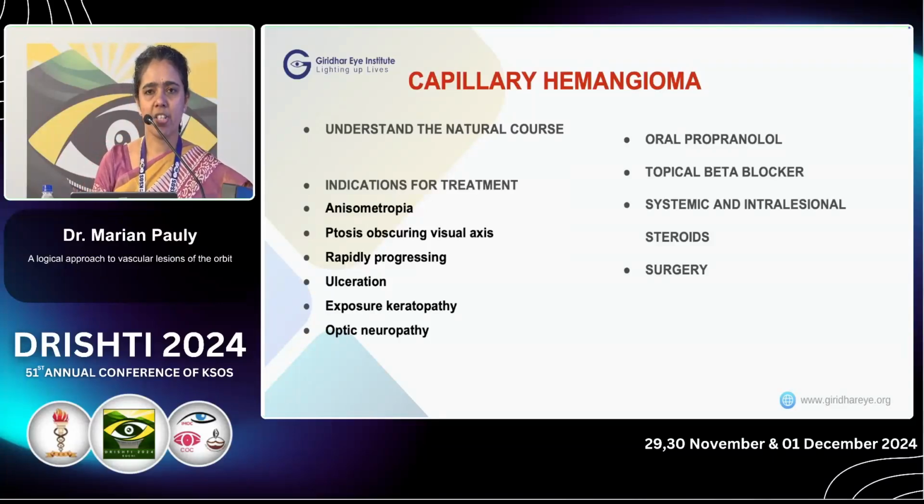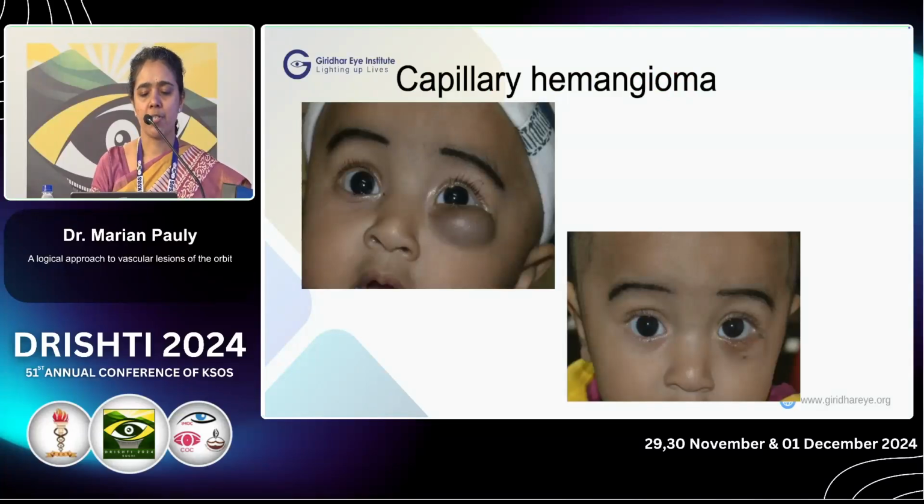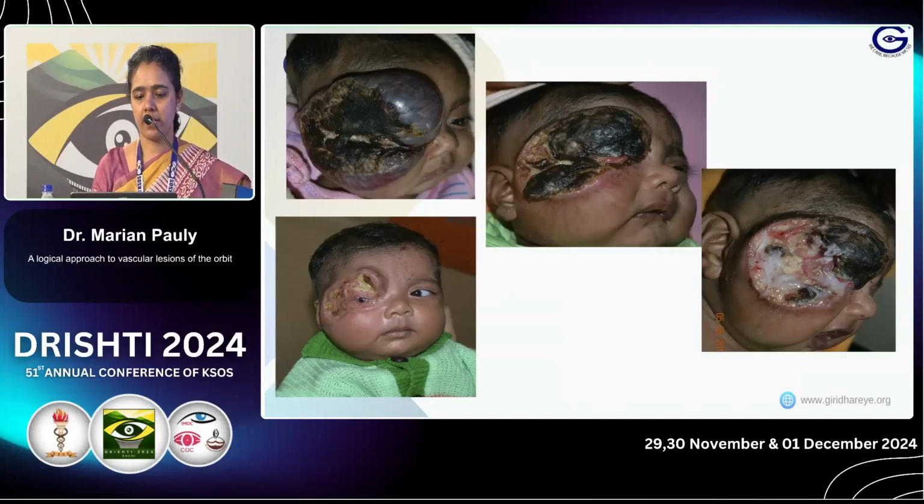Then systemic and intralesional steroids are described, and surgery is also described, again when it is not responding to the propranolol. So this baby was started on propranolol initially, but it was regressing, but still it was causing -4 cylinder. So I went ahead and operated to prevent amblyopia.